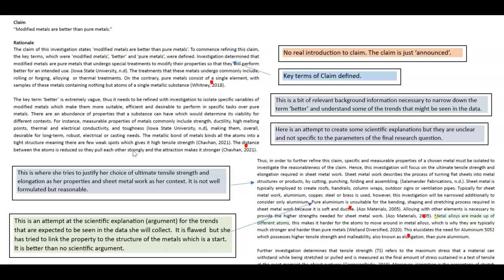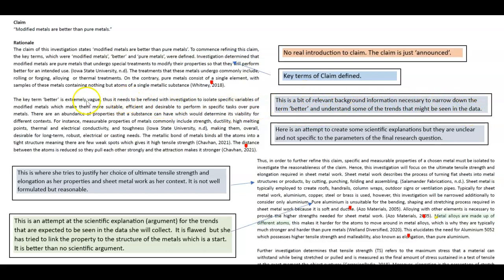You'll see this student starts with, the claim of this investigation states. This is not a nice smooth introduction to the topic. So try and set the scene a bit rather than just go, the claim states. She's then gone on to define the key terms quite well, and she's given a little bit of background information to narrow down the term better and understand some of the trends that might be seen.